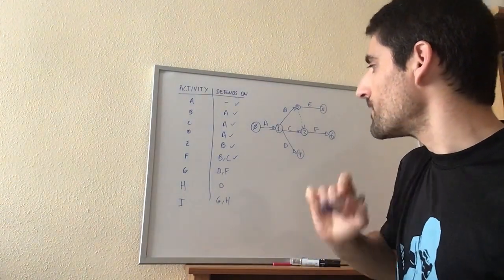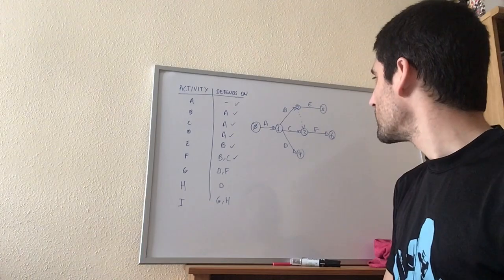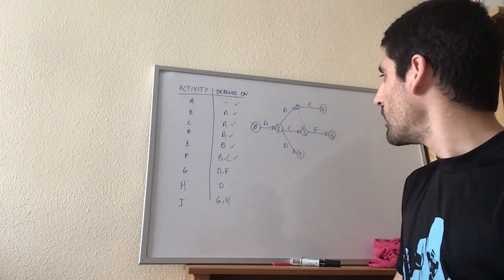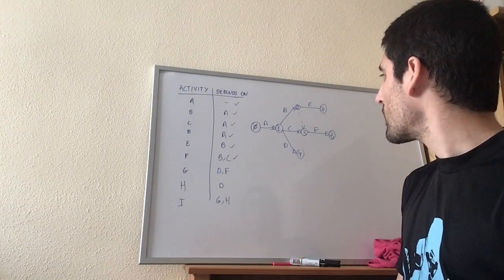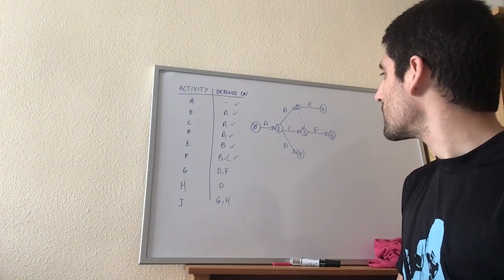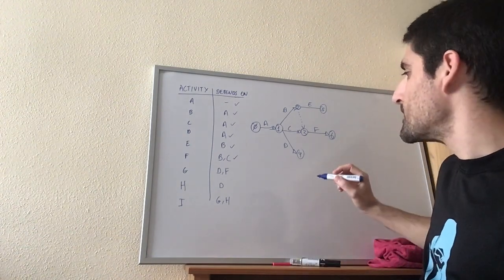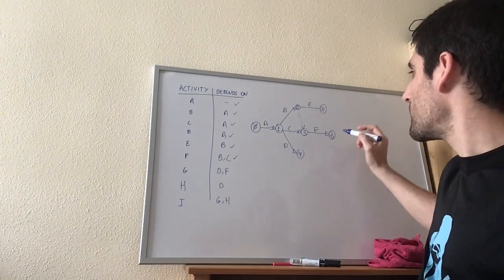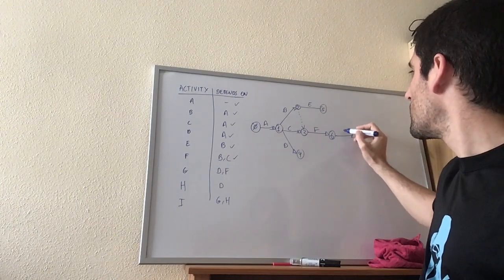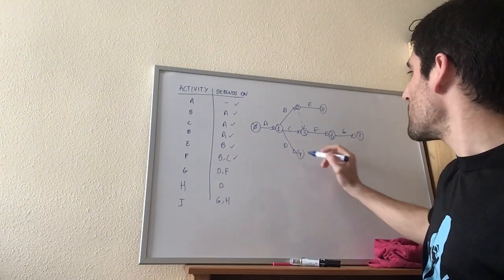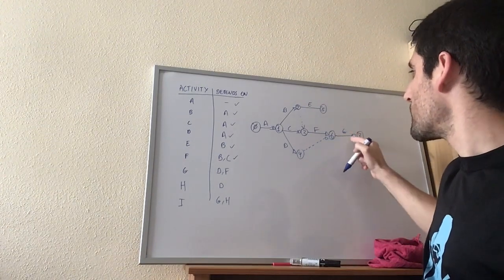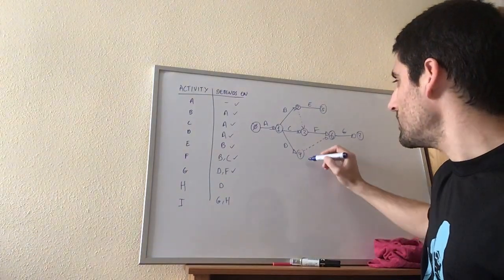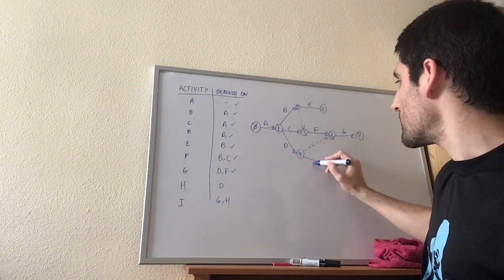So well, that's done. Then G depends on D and F. G depends on D and F. I'm going to need a dummy variable here to show that G depends on D and F. So that's done. H depends on D. Fine. So that's H there.